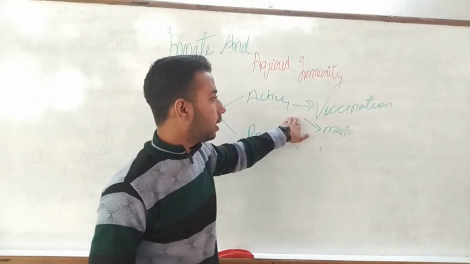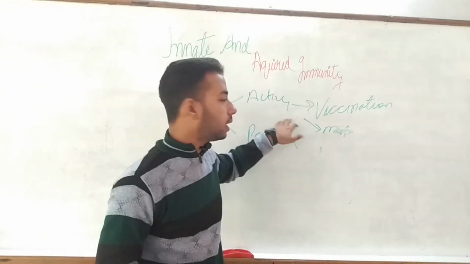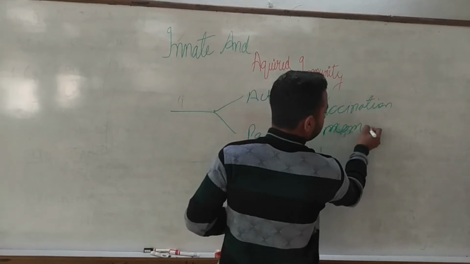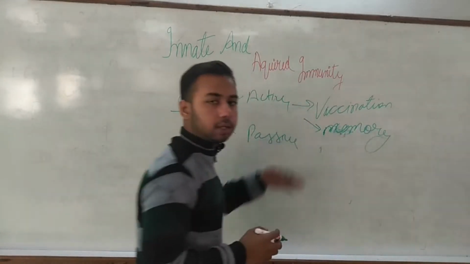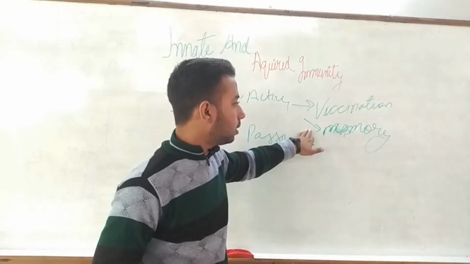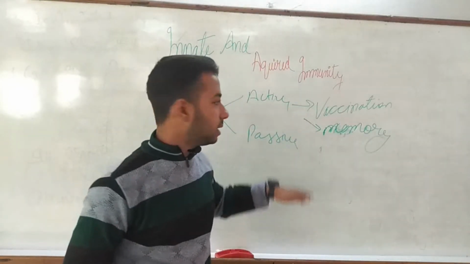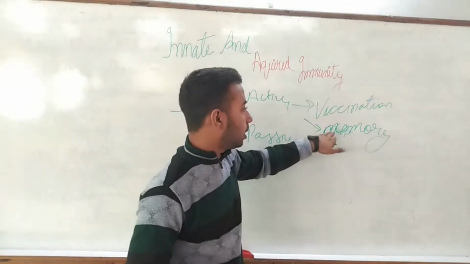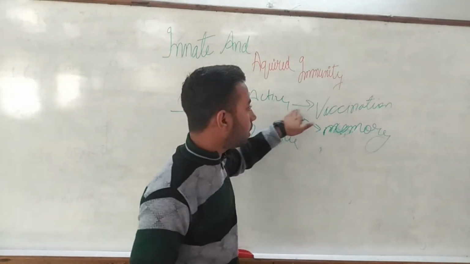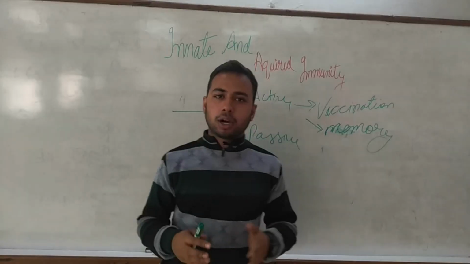Memory and vaccination are the two parts included in active immunity. Active immunity is divided into natural and artificial: natural is memory and artificial is vaccination. Now let's talk about passive immunity.